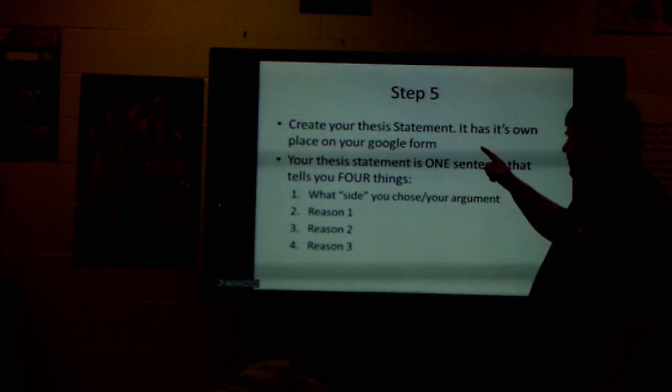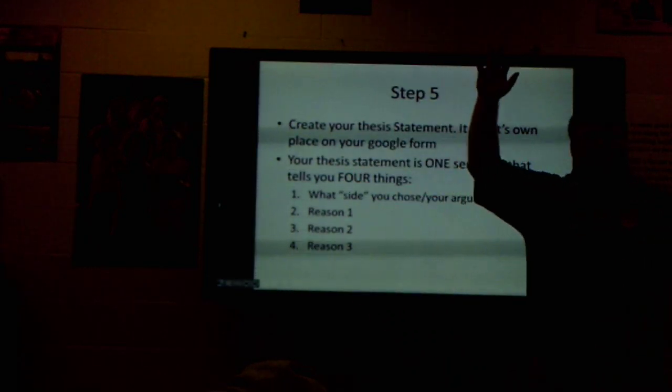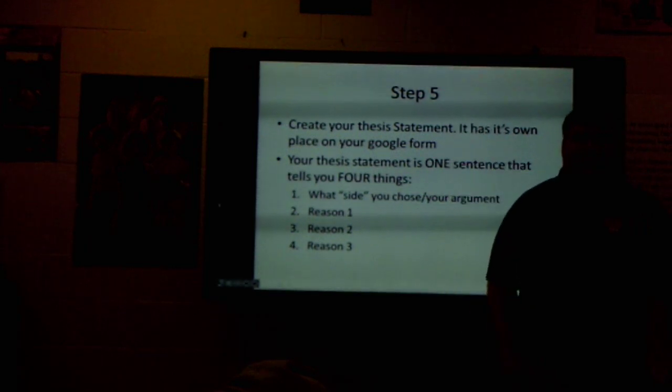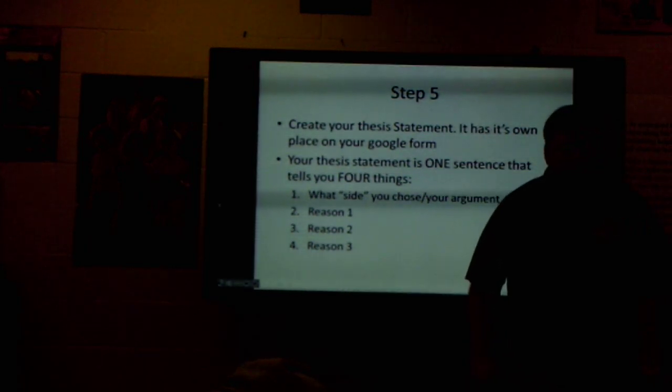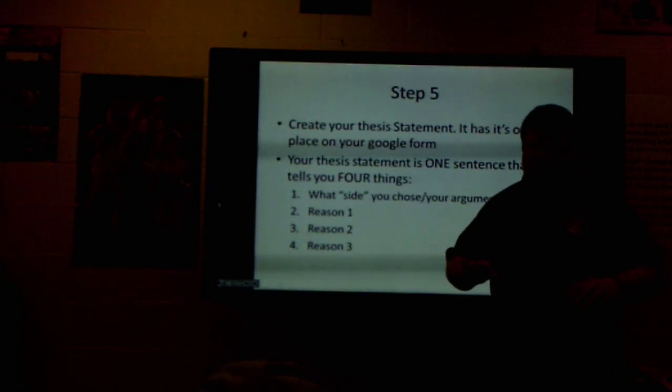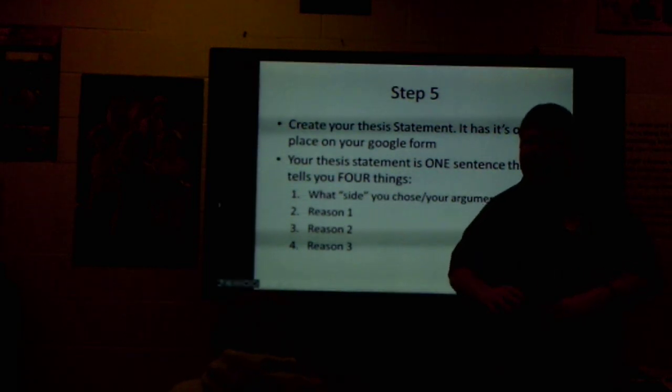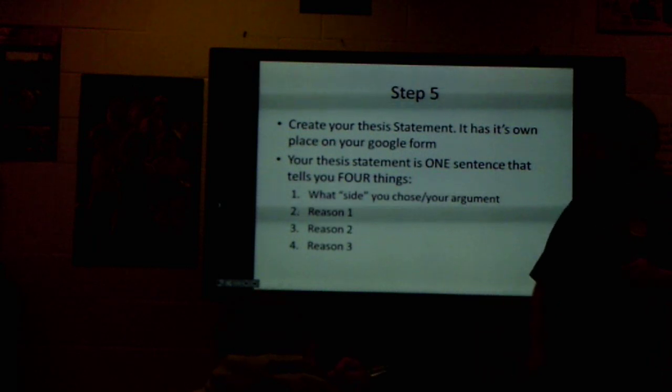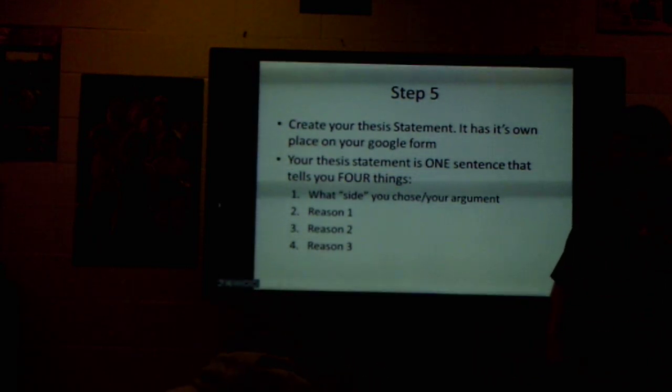Your thesis statement is one sentence. You say, Mr. Fordham, this is going to be a long sentence. And I say, so? Okay? Only in certain English classes do they care about that. I don't care about having a long thesis statement. That's okay. Here's the four things.